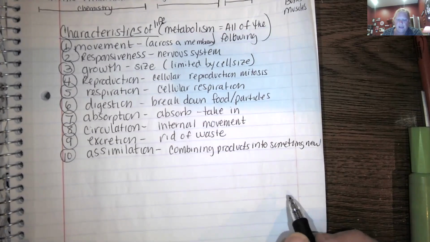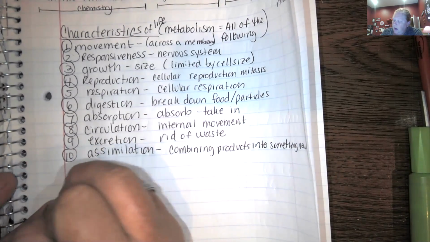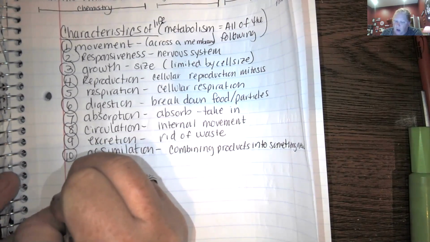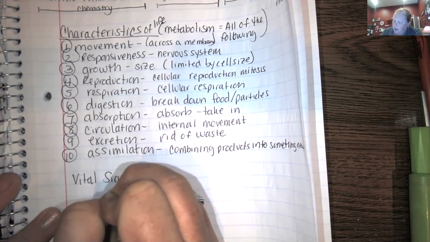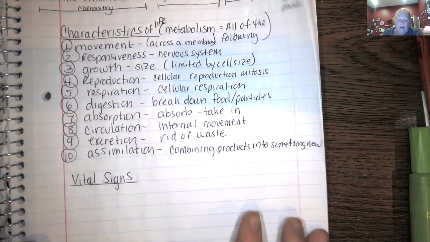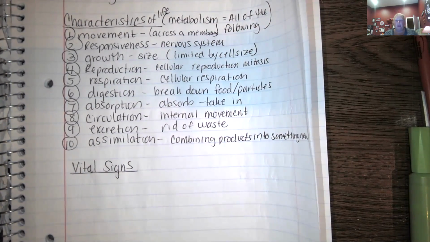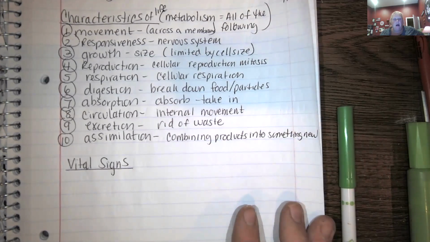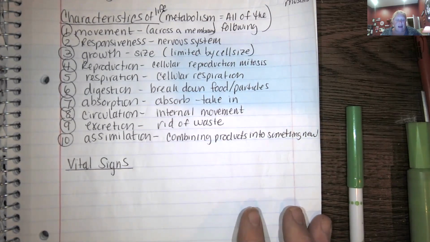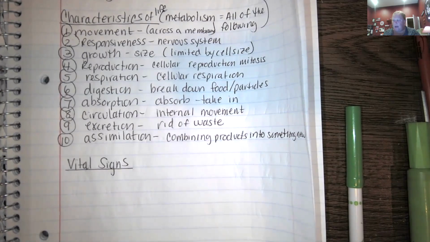Okay, so characteristics of life. So this is a living thing. How do you know something is a living thing? In your textbook, they talk about vital signs. So let's pretend someone's in the class and you need to make sure they're alive. What are some of the things you're going to check on that person?